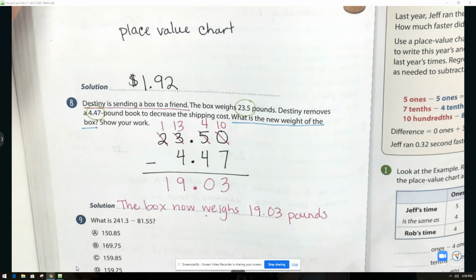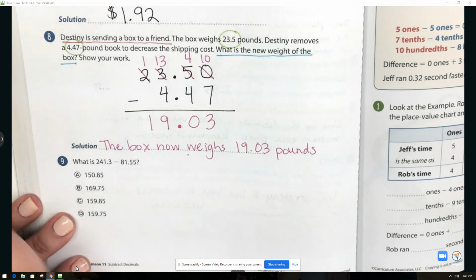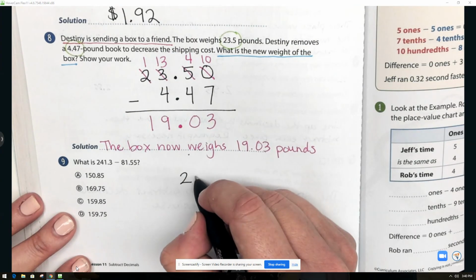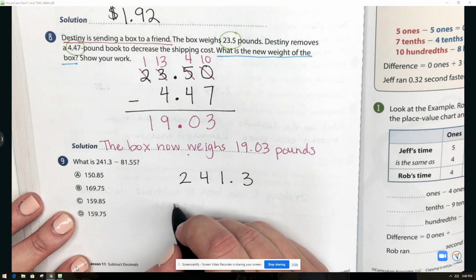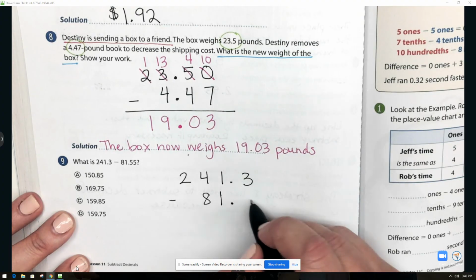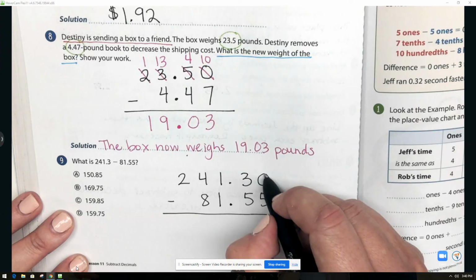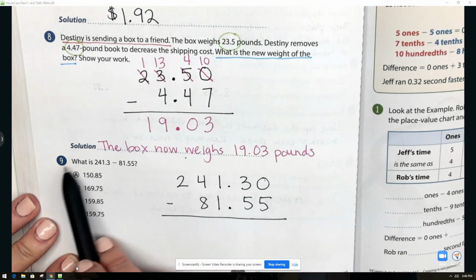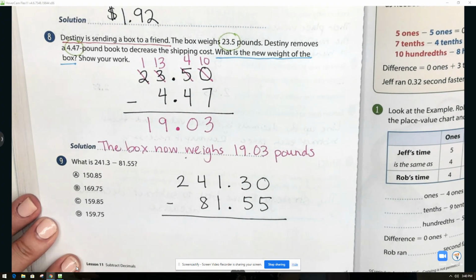Finally, we're going to do number 9. For number 9, I'm going to get you started. I'm going to use the stacking method, and then I want you to solve it on your own. So we have our 241 3/10, and we're going to subtract from that 81 55 hundredths. Remember, we can add that placeholder 0 there. So now I want you to subtract it and figure out which value is your answer. Go ahead and pause the video and do that now.